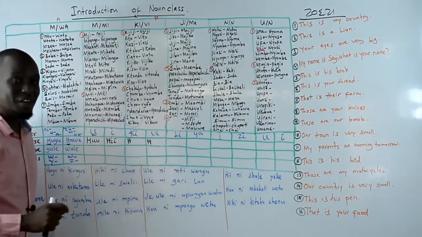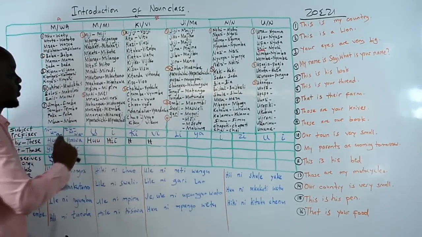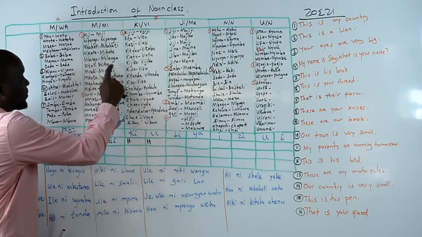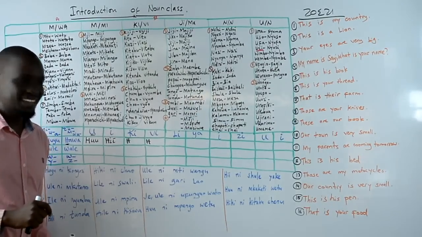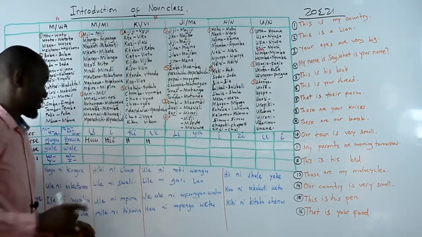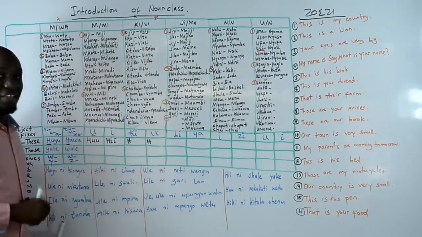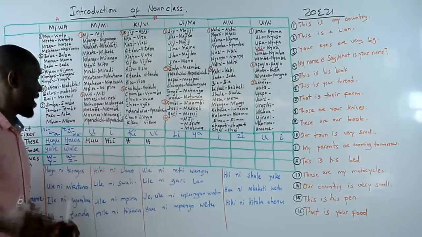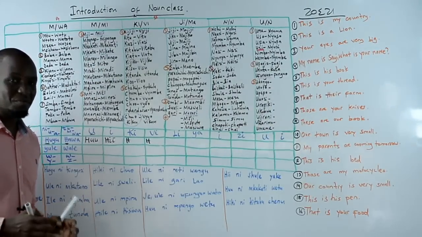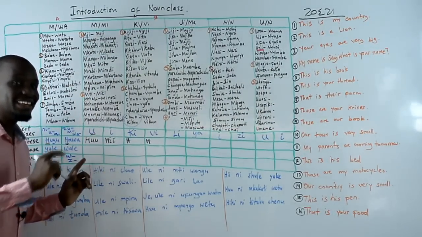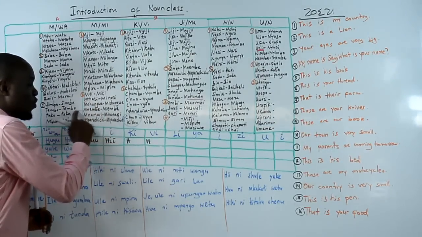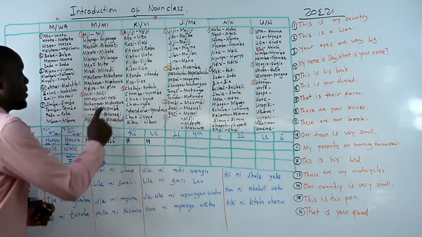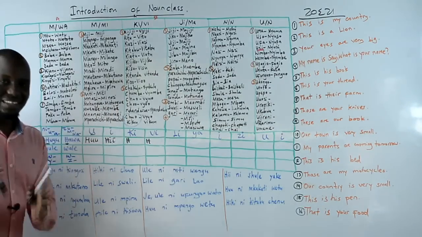This is a river. It will be hu ni mto. These are rivers. It will be hi ni mito. You see that? And how do you say this is a restaurant? Will be hu ni mgahawa. These are restaurants. You tell me. Hi ni migahawa. How do you say this is a mango tree? Will be hu ni mwembe. These are mango trees will be hi ni miembe. You see that? Do you understand?